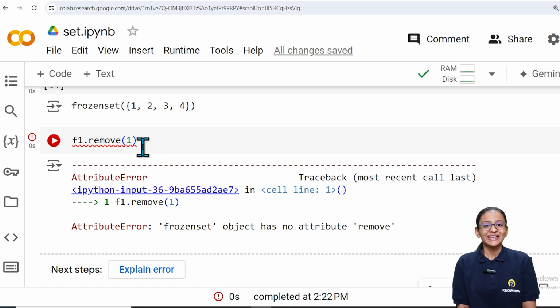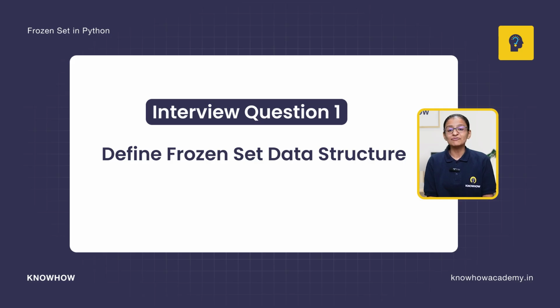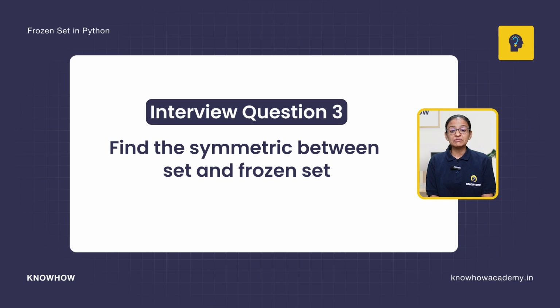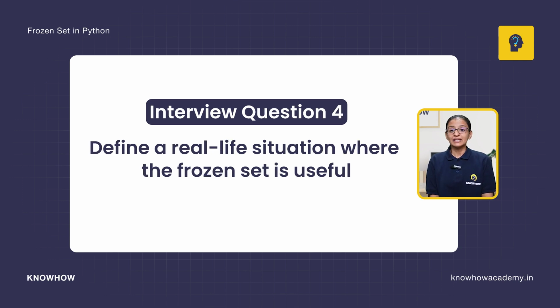Now it's time for interview questions that can be asked based on this topic. The interview question can be: define frozen set data structure. The second question can be: what is the difference between set and frozen set? The third question can be: find the symmetric difference between set and frozen set. The next interview question can be: define a real life situation where frozen set is useful. So that type of interview questions can be asked from this topic.